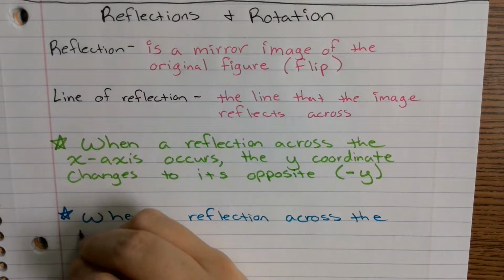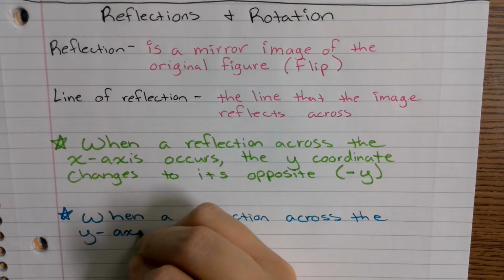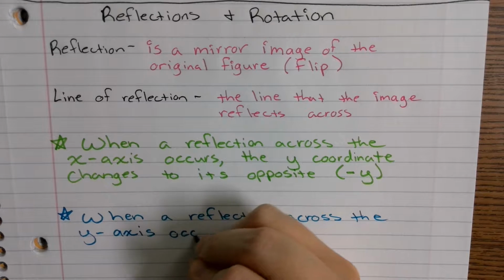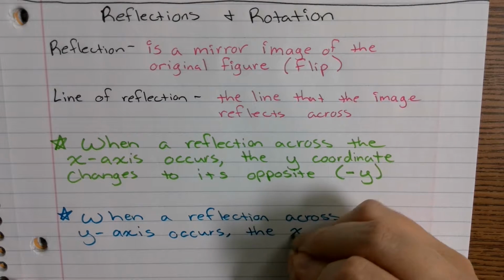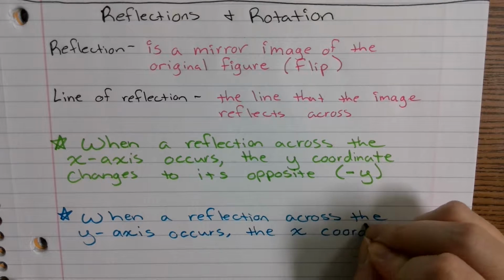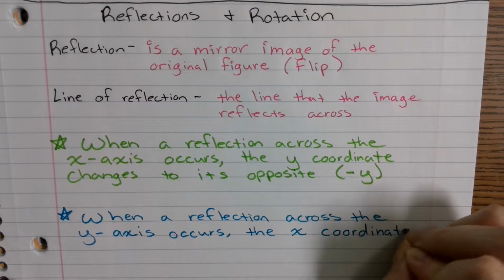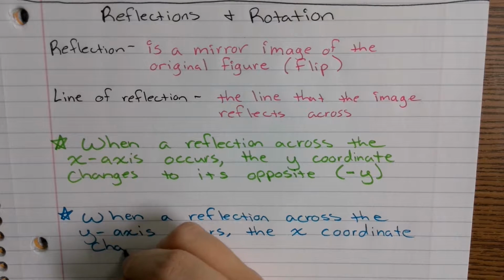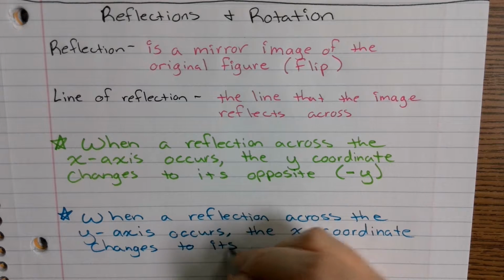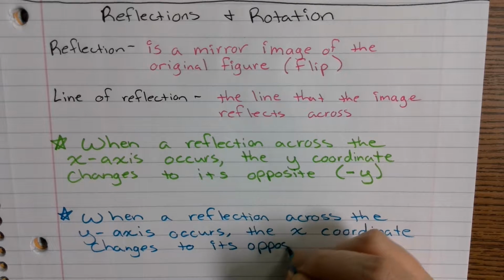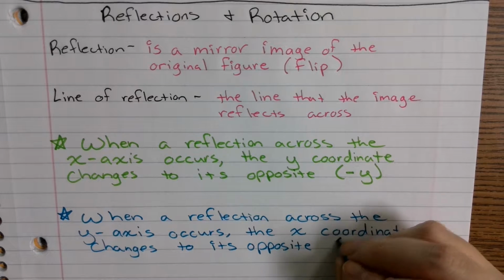So if there's a reflection across the y-axis, then the x-coordinate is what's going to be affected. The x-coordinate changes to its opposite. So instead of x, it becomes opposite of x.